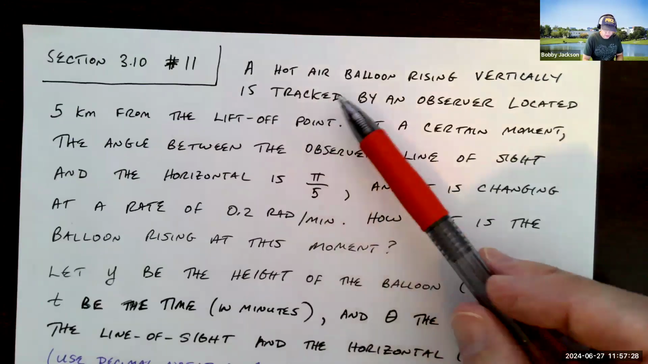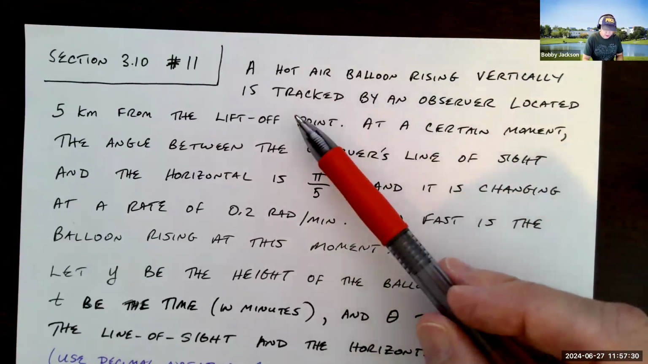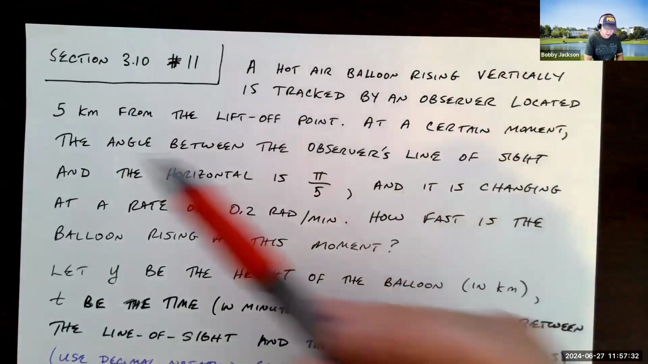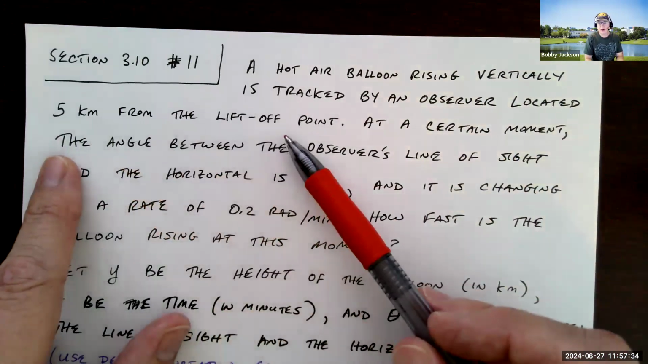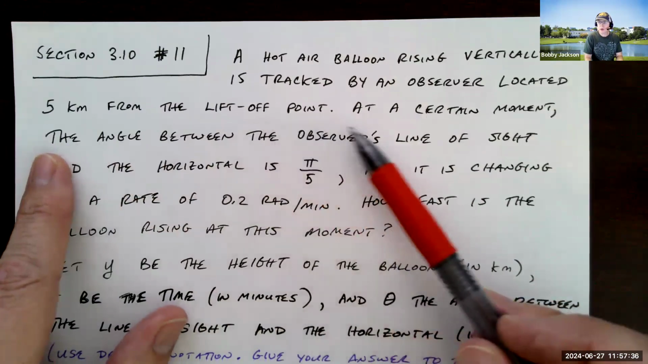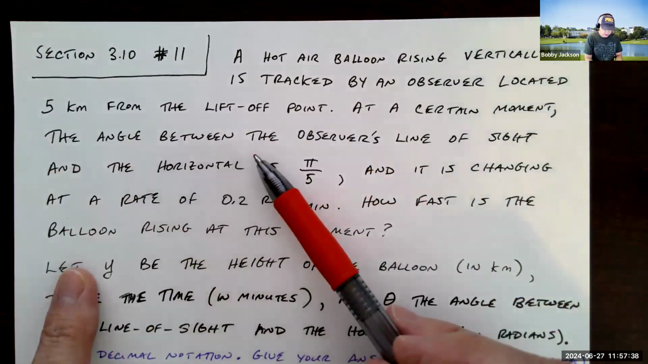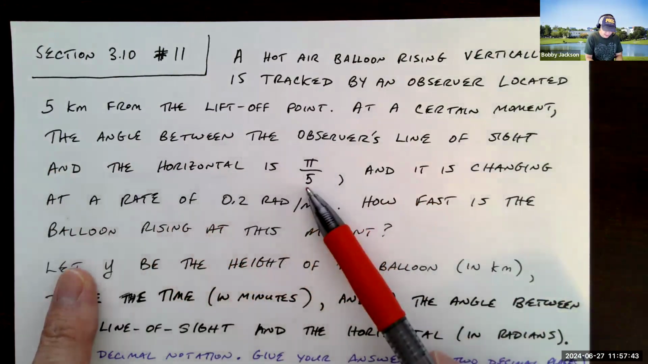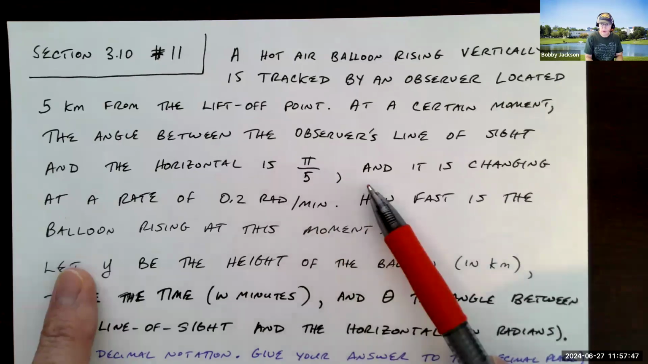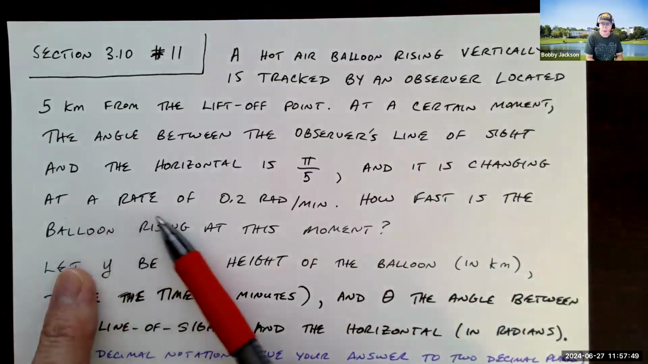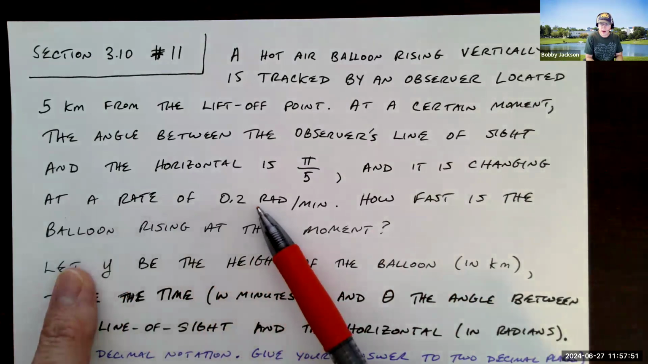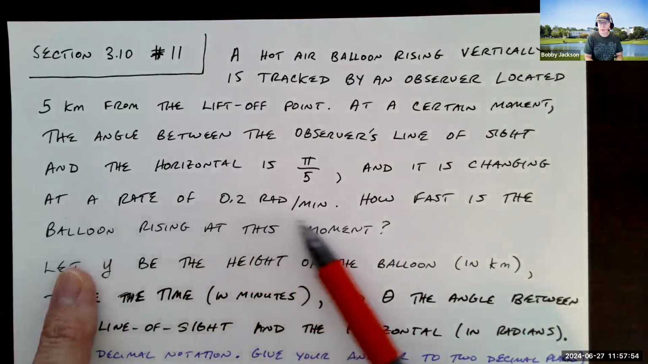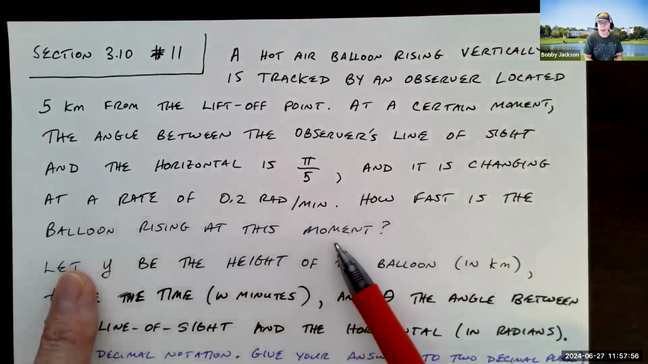We have a hot air balloon that's rising vertically. It's being tracked by an observer located 5 kilometers from the liftoff point for the balloon. At a certain moment, the angle between the observer's line of sight and the horizontal is pi fifths. That would be, of course, in radians, not degrees. And it is changing at a rate of 0.2 radians per minute. How fast is the balloon rising at this moment?